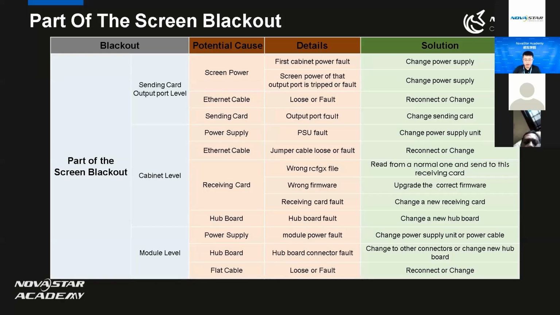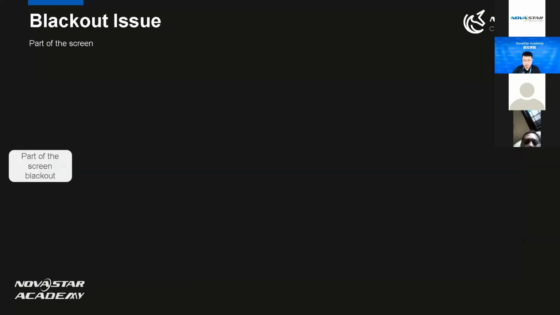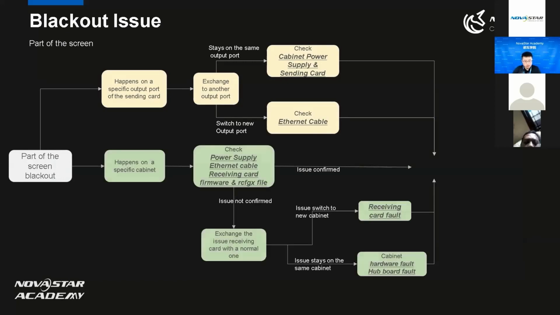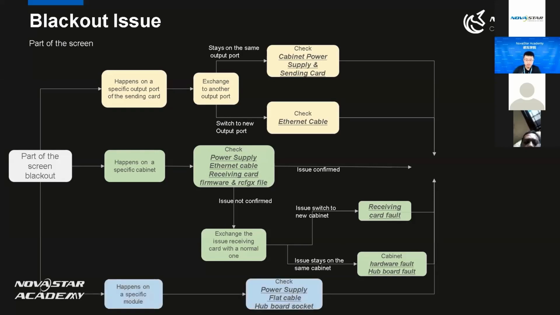And we have 3 levels. For each level, there are different potential causes. So if you do the troubleshooting step by step and check every factor here, you will get the final solution. So here is the process. First, try to know what blackout level it is. It is in output port level or cabinet level or module level, and then check all the factors we showed you.